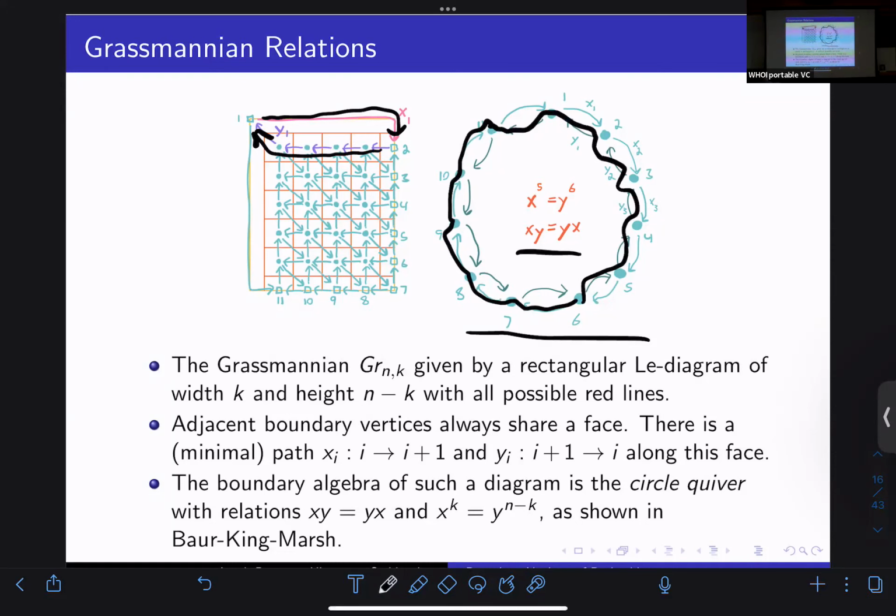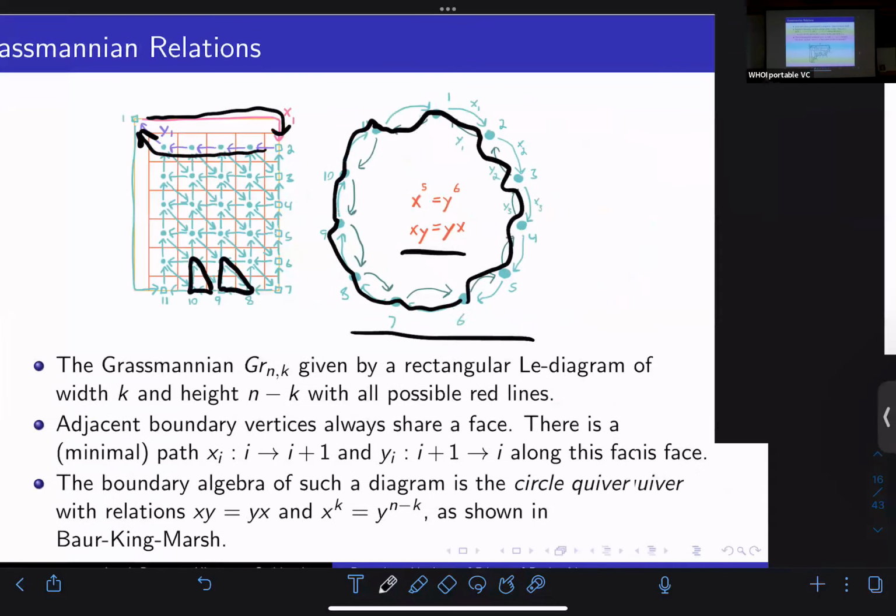These are the same. xy equals yx. Again, we can see this quite simply on this dimer model. Doing x and then y is the same as doing y and then x. I think I drew those in the opposite order, but oh well. These are actually both base paths. And as we already know, base paths are always equivalent. So this one's not so bad. In the Grassmannian case, this is always what the boundary algebras look like.